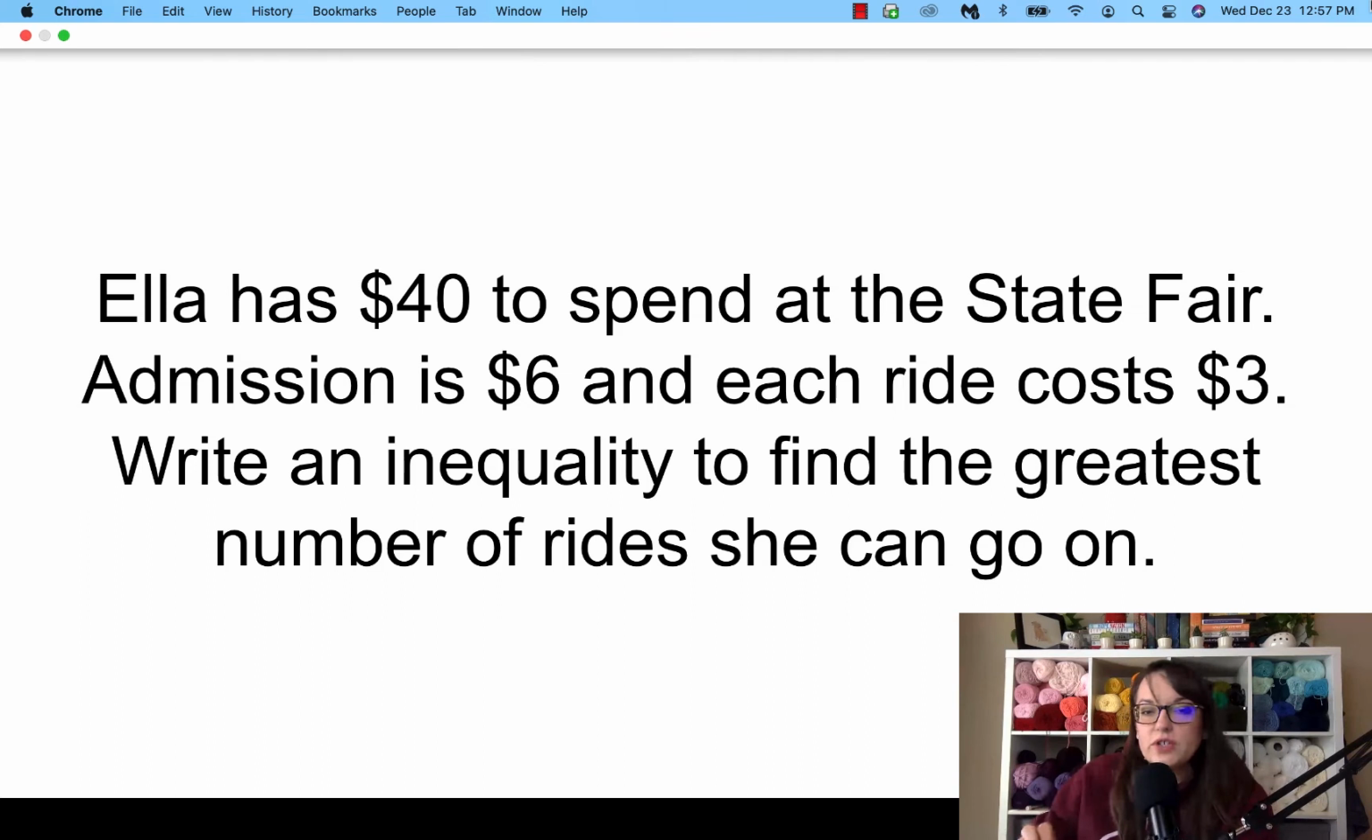Ella has $40 to spend at the state fair. Admission is $6 and each ride costs $3. Write an inequality to find the greatest number of rides she can go on. So go ahead and write this one. Ask yourself, could she spend more than $40? Could she spend less than $40? Could she spend exactly $40? Now write your inequality. All right, here's what I got.